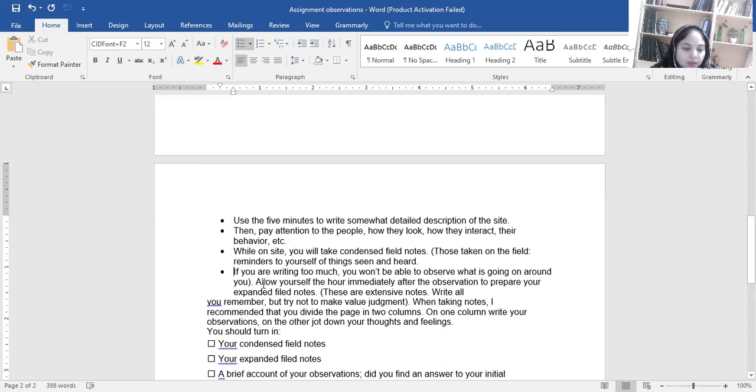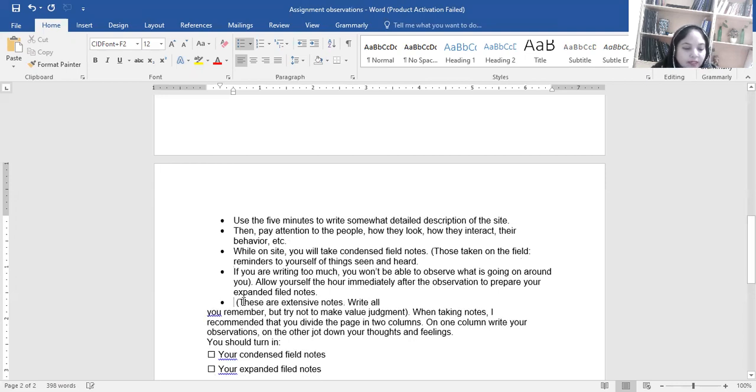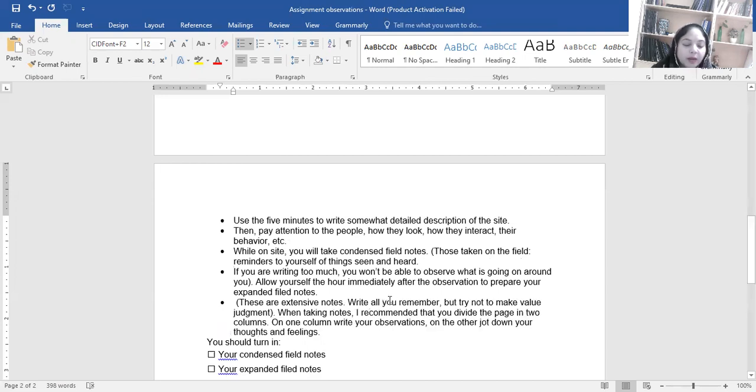आप कुछ ऑब्जर्व कर रहे हैं, कुछ पॉइंट्स लिख रहे हैं आप, और जैसे ही आप अपने घर वापस आएंगे तो थोड़ा सा जैसे ऑब्जर्वेशन खत्म होगी, आप अपने फील्ड नोट्स को एक्सपेंड करेंगे। Maybe you are observing, so you cannot write each and everything. So just after the observation, you have to expand your notes. आपने write all you remember, but try not to make value judgment.